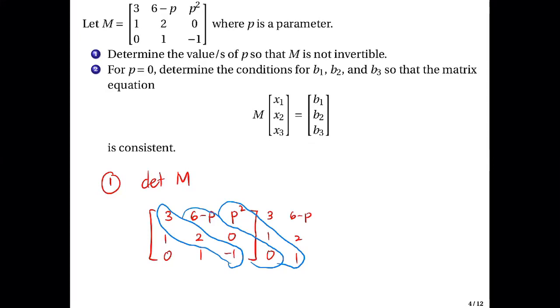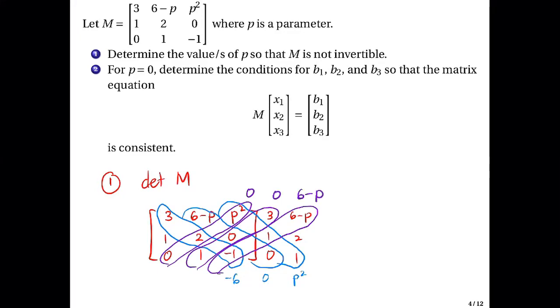So for this, we have negative 6. Of course, this guy here is 0. And then here you have P squared. And then for the going up, this guy here, this guy here, and this guy here. So for this guy here, we have 0. Also here 0. And then here we have 6 minus P. In fact, it's negative of 6 minus P.